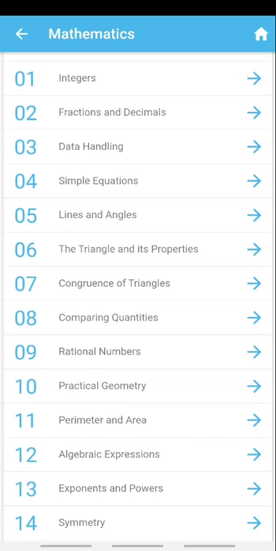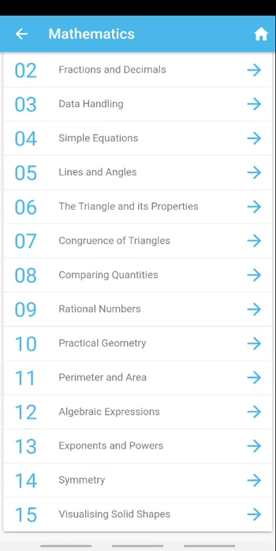Moving to the fourth chapter, we have linear equation in one variable, which we call a simple equation. This is the basic part of algebra, which deals with a single variable alphabet to find the values. Now the new chapter is chapter number 5, lines and angles, in which we will learn the various properties and formulas of lines and angles.